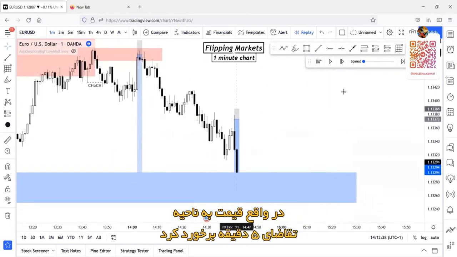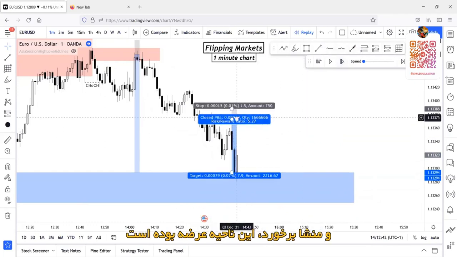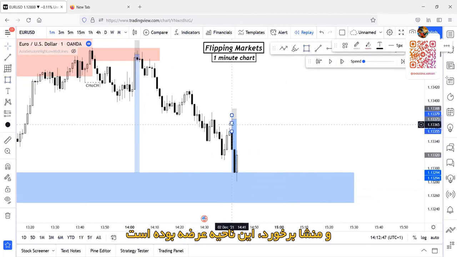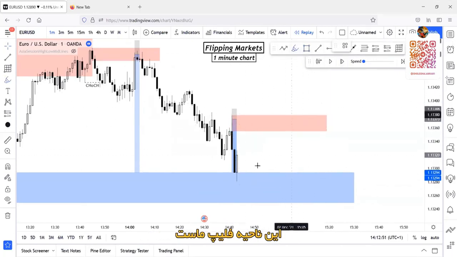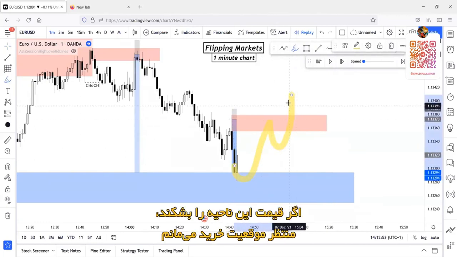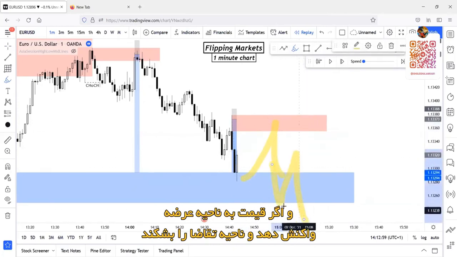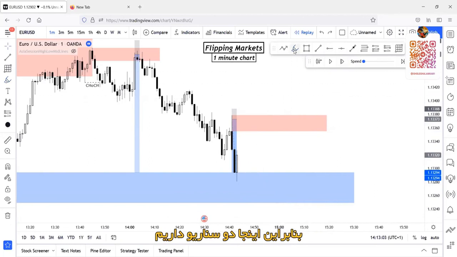Actually, price stepped into this 5-minute demand zone, and the tap of the zone was caused by this supply zone. So we have this supply zone. This is our flip zone. If price breaks this zone, I will wait for the long entry. If price respects this zone and creates another break of structure and breaks this zone, I will wait for a continuation entry.